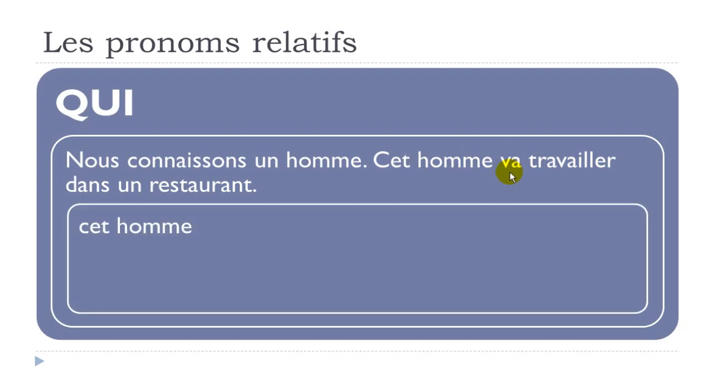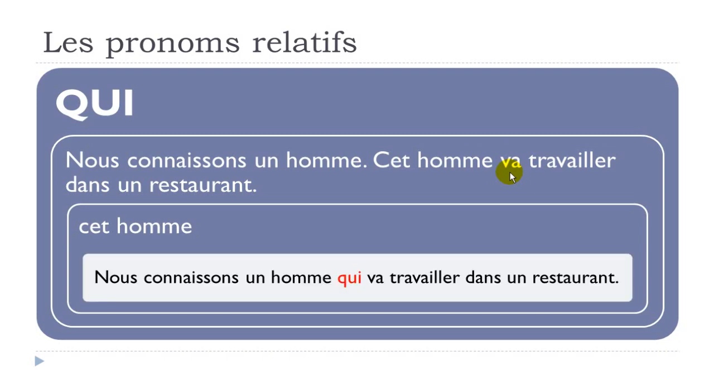So, of course, same thing here. We don't want to repeat cet homme or un homme. So we will get this: nous connaissons un homme qui va travailler dans un restaurant. All right, so just before the verbs here. So it's quite simple.